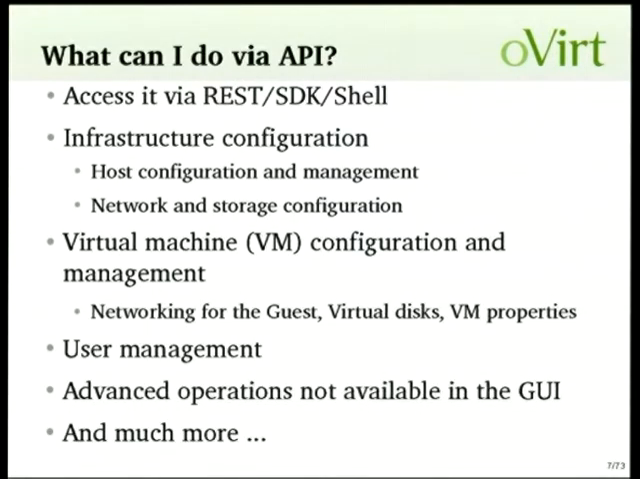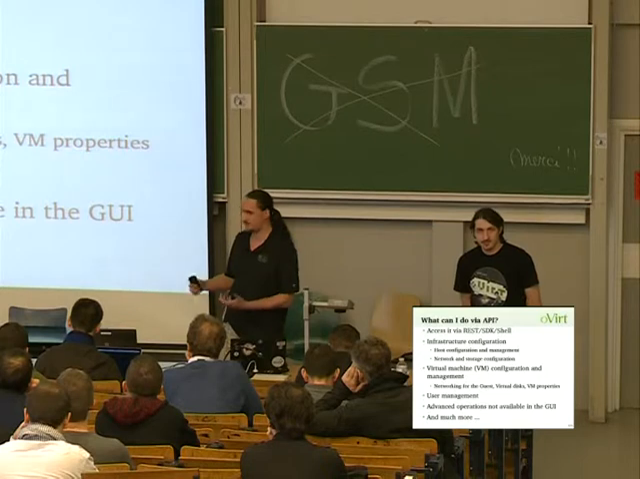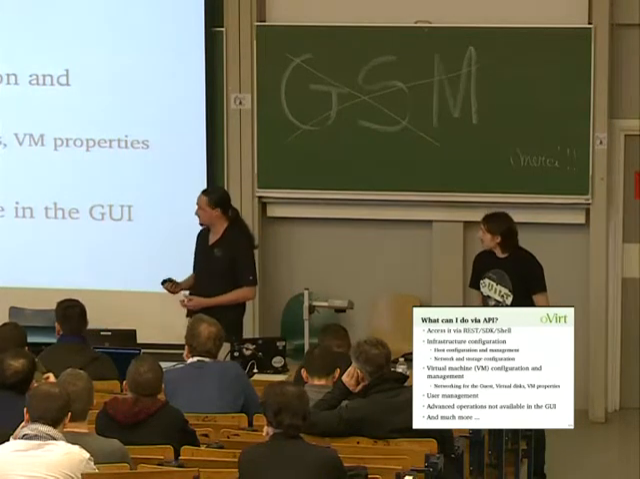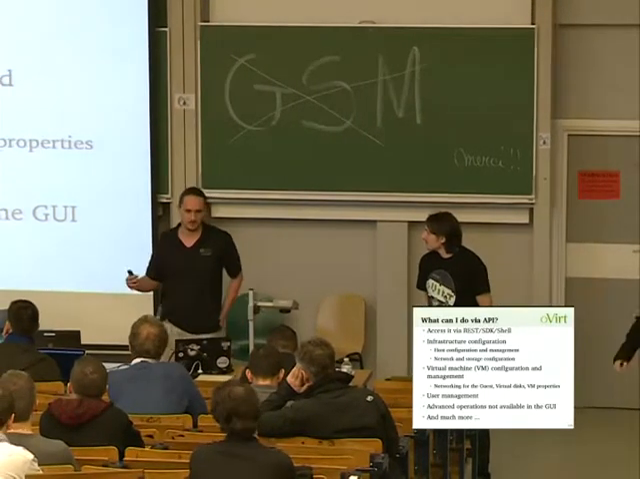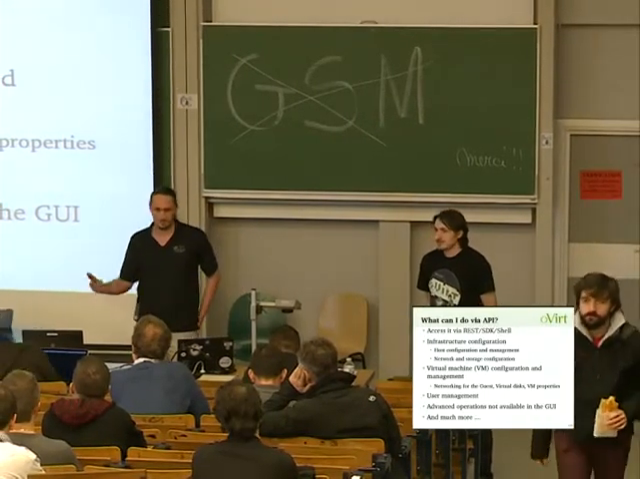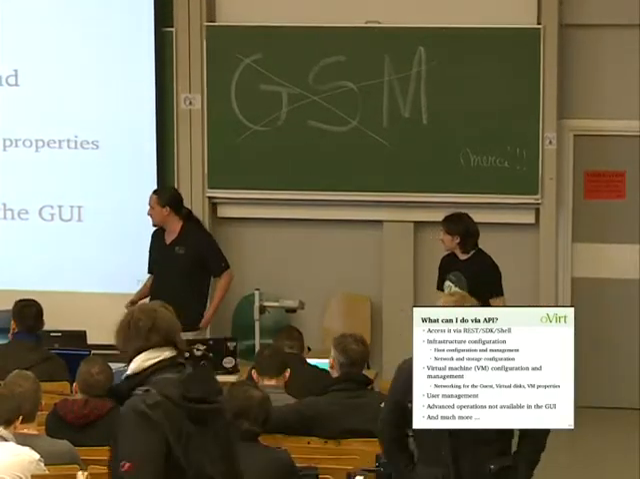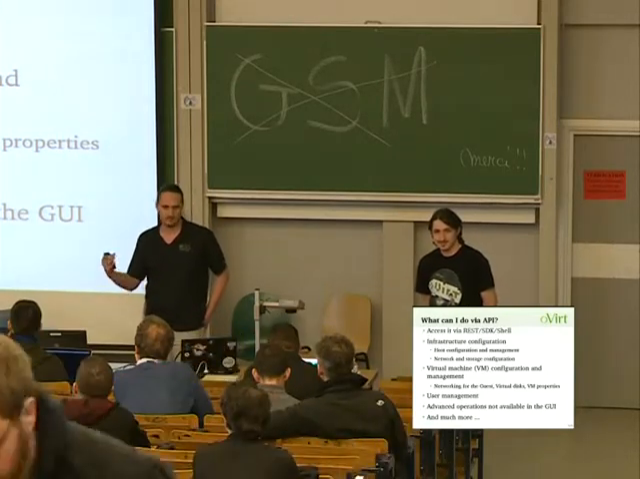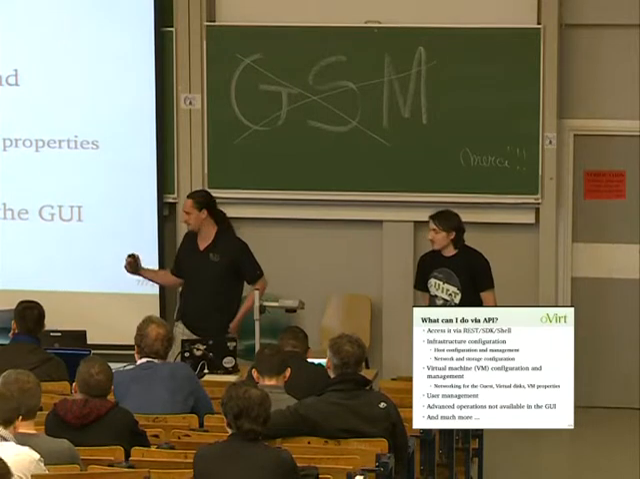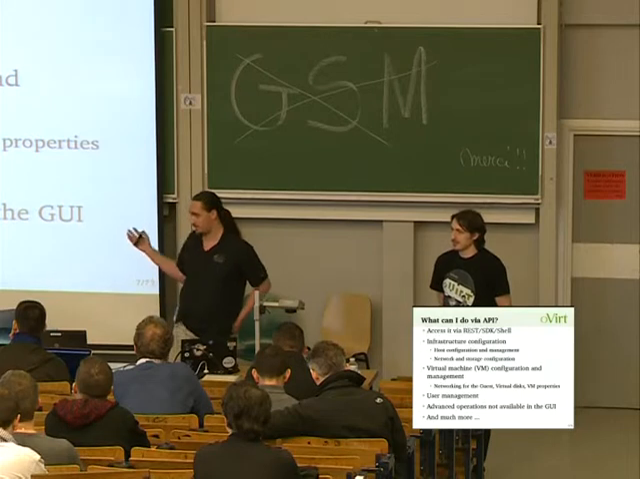So we have APIs. Basically, we have REST API, SDK, and shell. So basically, what can I do with these APIs? I can configure my infrastructure like host configuration and installation, configure networking on the host, configure storage resources. And I can do virtual machine configurations. So basically, networking on the virtual machine, storage, and setting up different devices, setting up memory, etc. Also, VM lifecycle management. Also, I can manage users.